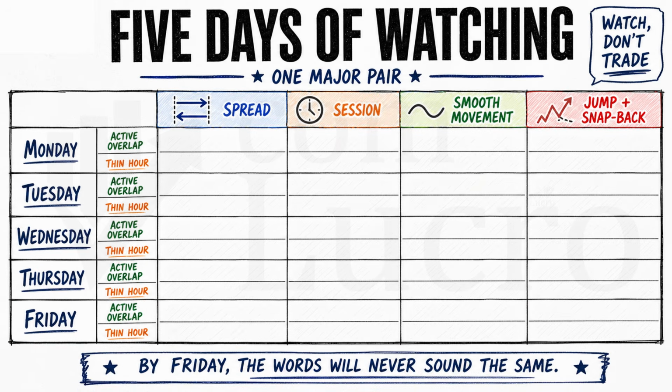So here is a small homework exercise. For 5 trading days, choose one major pair and mark 2 moments, one during its active overlap and one during a thin hour. Write down the spread, the session, and whether price moved smoothly or jumped and snapped back. Do not trade the comparison. Just watch it. By Friday, the words liquid and volatile will no longer sound like the same thing.